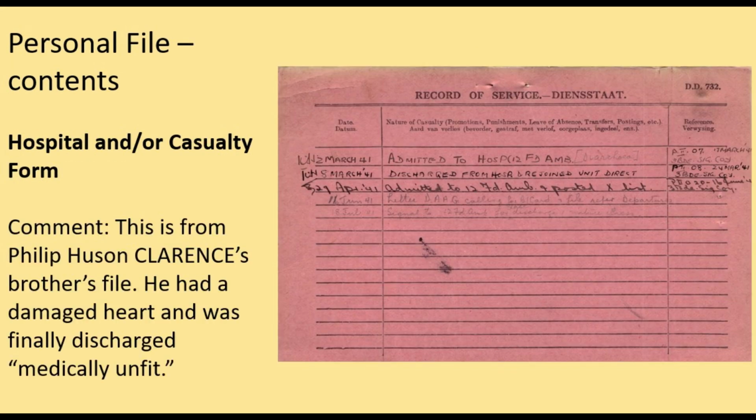The third sheet that you would find in the personal file is a conduct sheet. It's always quite interesting to see how your ancestor behaved himself while serving in the Union Defence Force. The fourth form might contain information about casualty and hospitalization. This particular slide shows not our Philip Hudson Clarence, but rather his brother, who had a bad heart and was finally medically discharged from the forces. But you can see entries there as he went from hospital and finally got medically boarded.